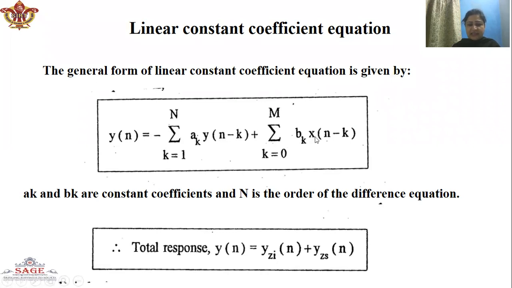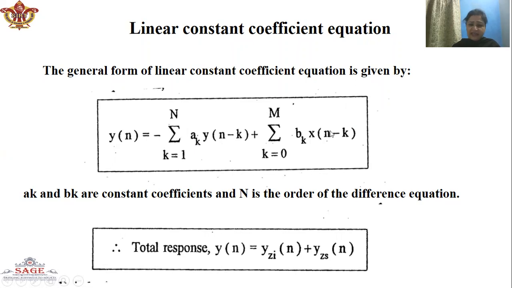Now, in the second term, we have x(n-k), where k is from 0 to M. If I put k equal to 0, I'll get x(n), which is the present input. If k is equal to 1, it is x(n-1), k equal to 2, x(n-2), and so on till capital M, which represents past inputs. That means the output at any instant n depends upon past and present inputs, and past outputs. Here a_k and b_k are constant coefficients and capital N is the order of the difference equation.